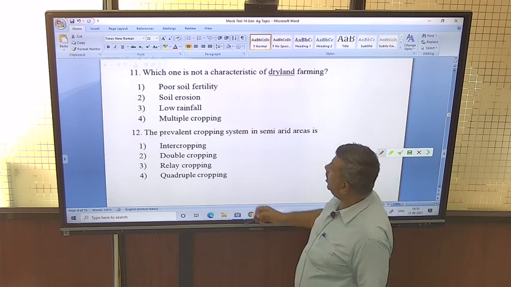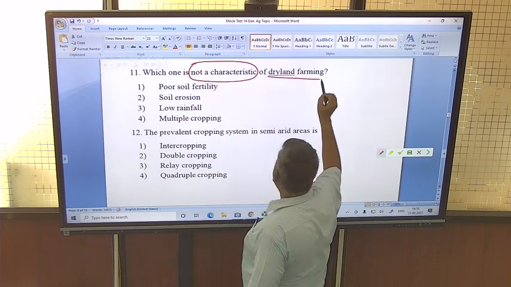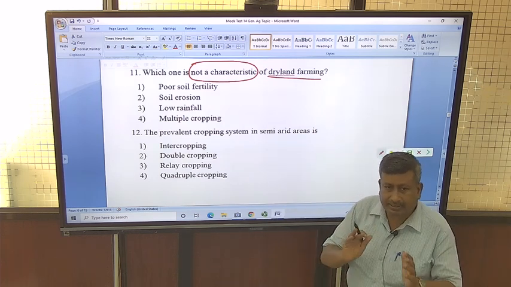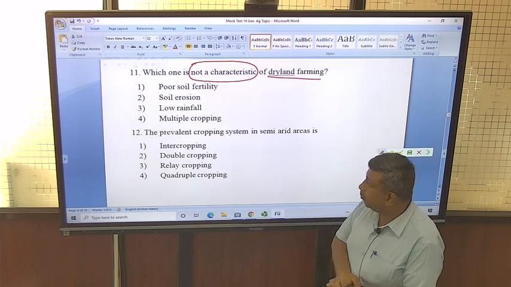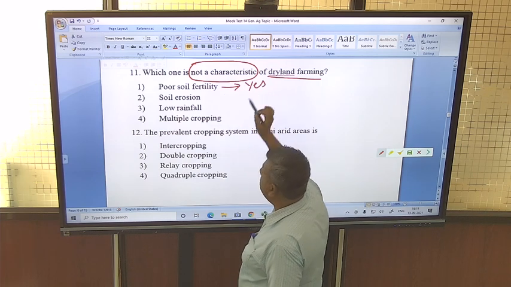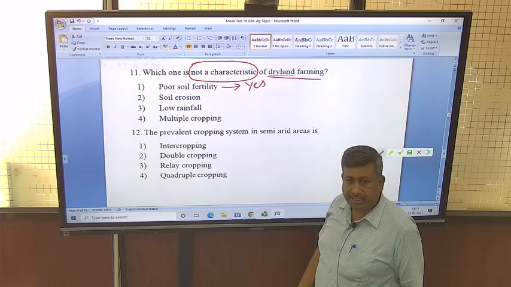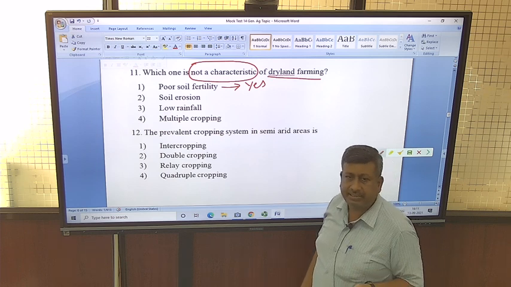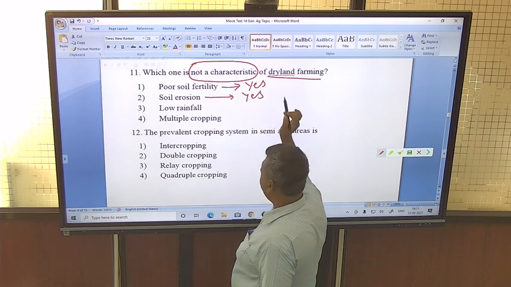Which one is not a characteristic of dryland farming? This question is related to 'not a characteristic', so read such types of questions carefully where 'not' is asked. Does poor soil fertility occur in dryland area? Yes, it occurs. This is a characteristic of dryland area. Soils are poor in fertility, available NPK are low, and micronutrients are very less in such soil. Soil erosion is also a problem.